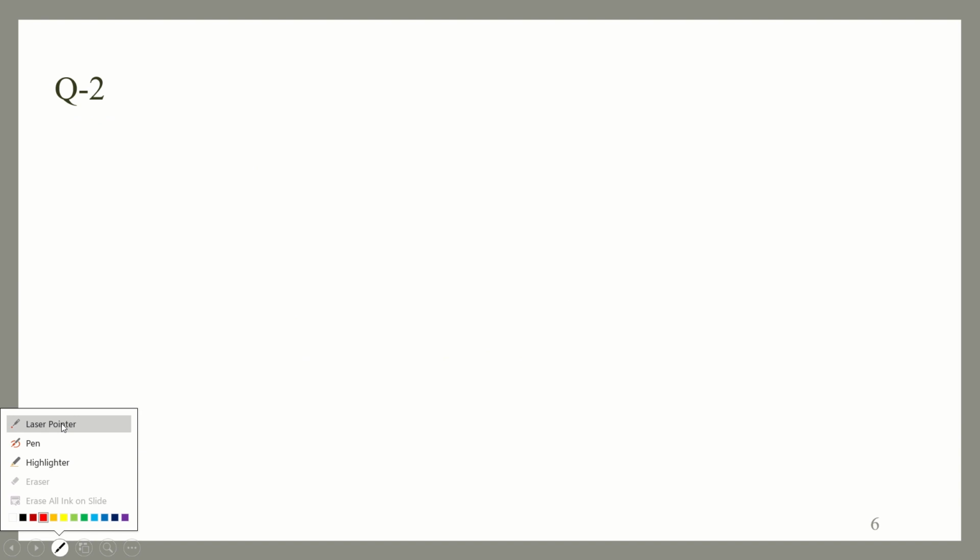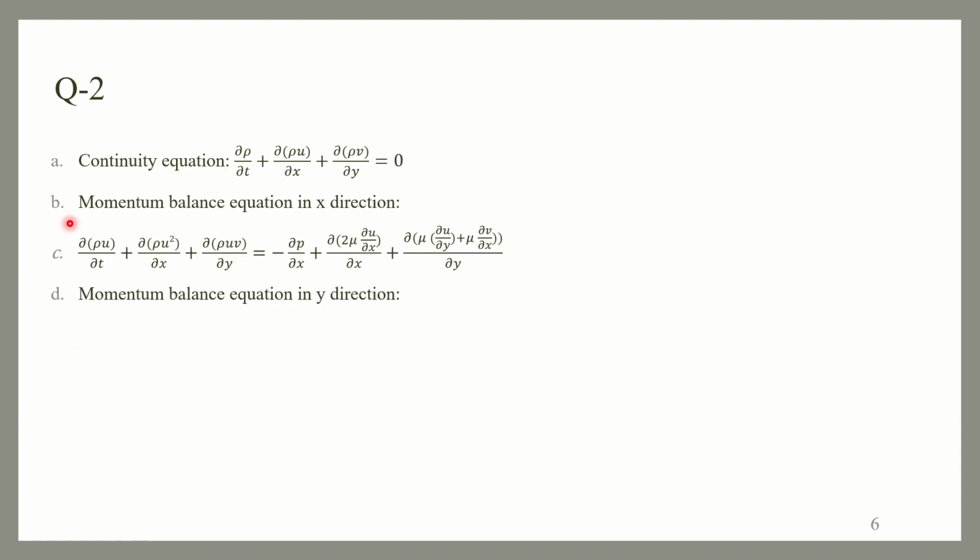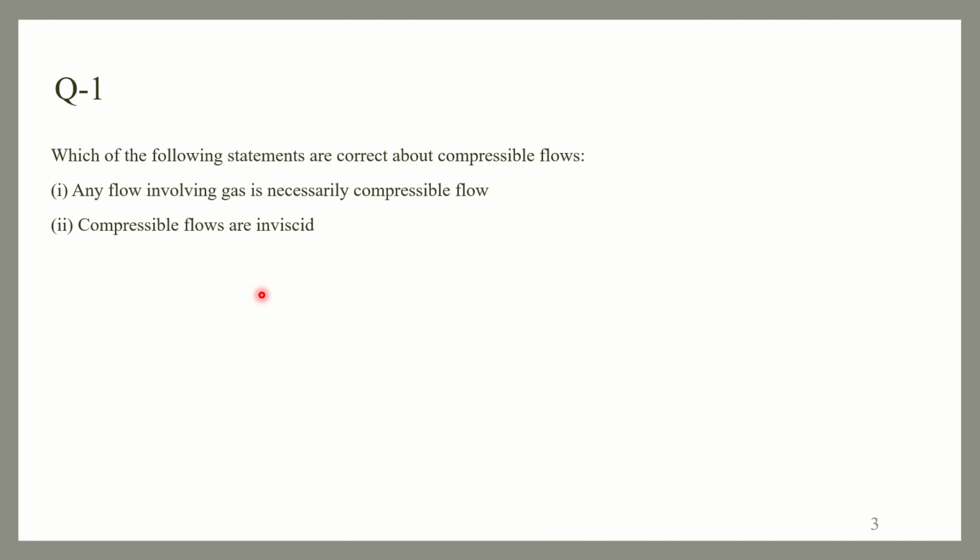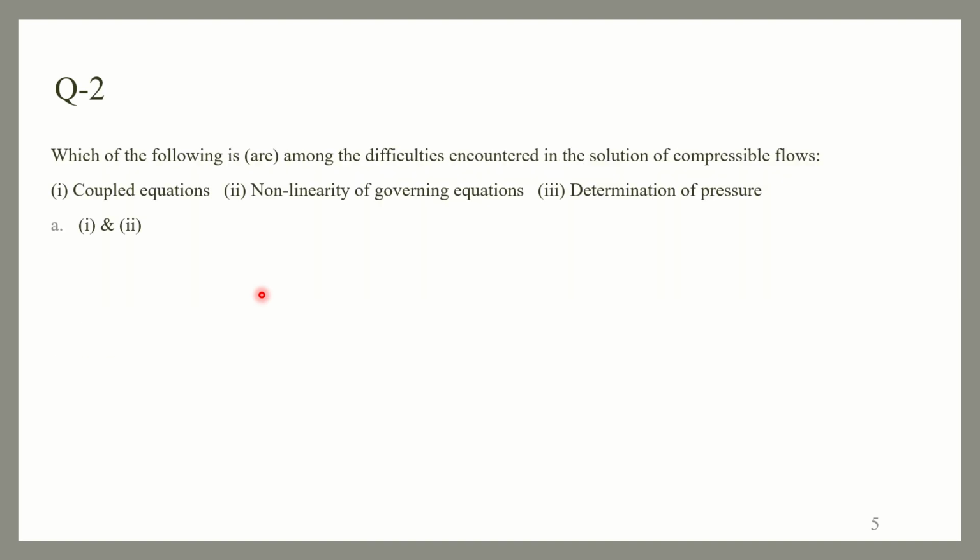And therefore, as you can see from this particular side, the equation is coupled. The pressure term is present and velocity term is present as well. And the velocity is not linear, like it is u square, uv. So there is a non-linearity in terms of the velocity factor as well. So it is leading to the difficulty of solving coupled equations and non-linearity in these equations. Therefore, both 1 and 2 are the answer.